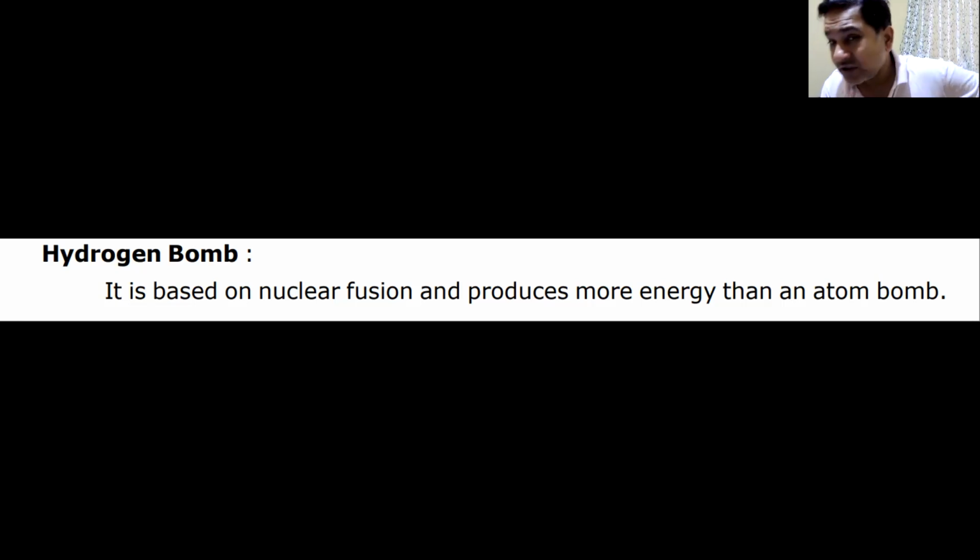You can have a straightforward question which says, hydrogen bomb is based on which principle? And the correct answer is, it is based on nuclear fusion. Don't get confused between an atom bomb and a hydrogen bomb. I hope you will not get confused. Yes or no?